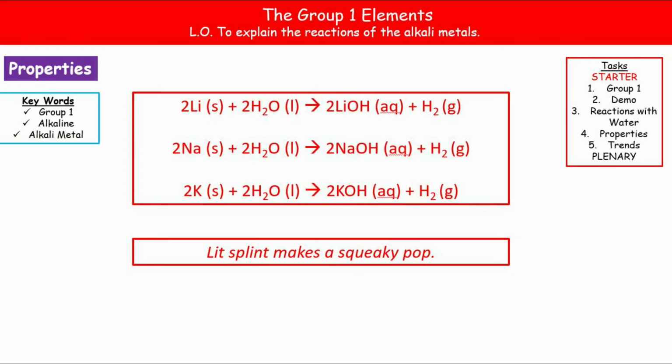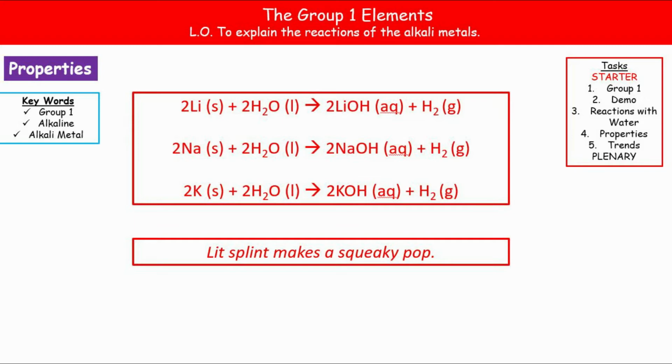Let's just quickly check to make sure we got all those balanced symbol equations right. So 2Li plus 2H2O makes 2LiOH plus H2. Tick it if you got it right. 2Na plus 2H2O makes 2NaOH plus H2. Tick that one. And then 2K plus 2H2O makes 2KOH plus H2.